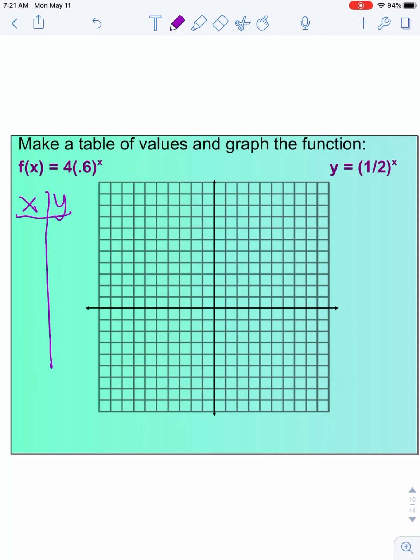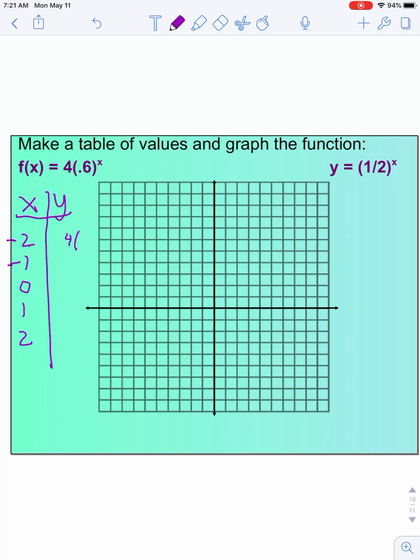Draw my t-table. I try -2, -1, 0, 1, and 2. Notice I left a little space in case I do need to add -3. I don't know sometimes at the time if I'm going to be able to see that curve. That's what you're looking for.